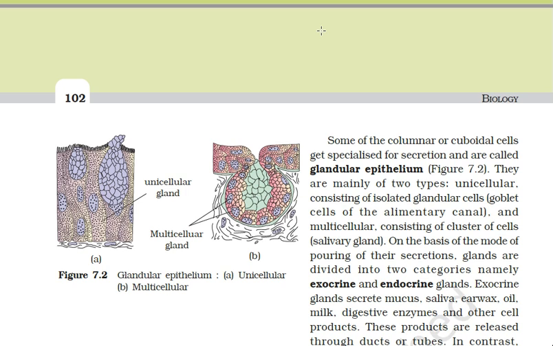Then the next point of difference between the two is that exocrine glands secrete a variety of substances such as mucus, saliva, digestive enzymes, earwax, milk, oil, etc. Example salivary glands, mammary glands, ceruminous glands of the ear, etc. Whereas endocrine glands secrete hormones, example thyroid gland, thymus gland, pituitary gland, etc.